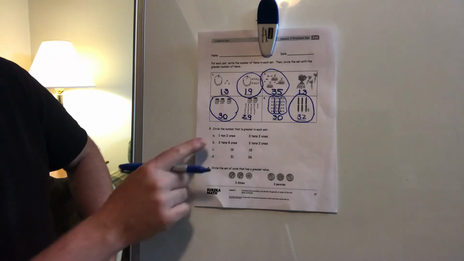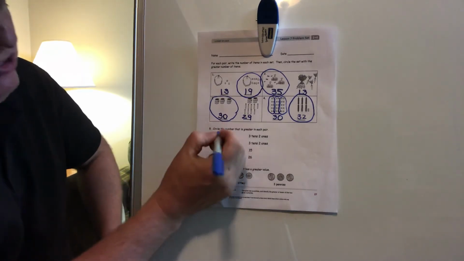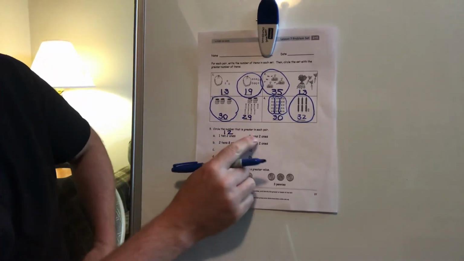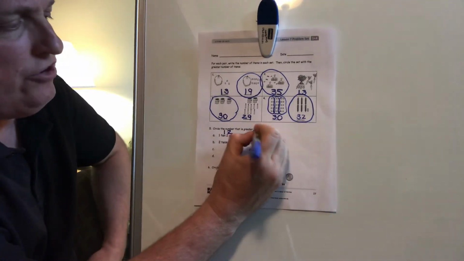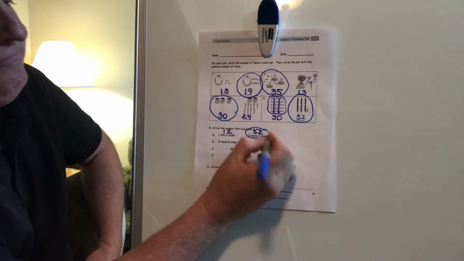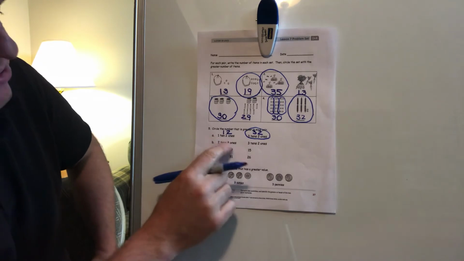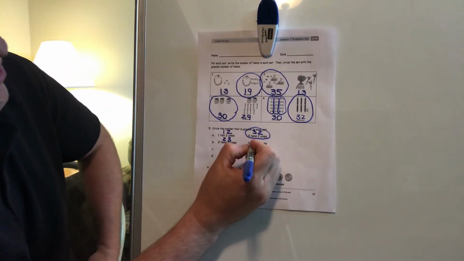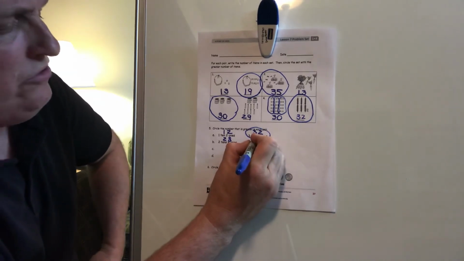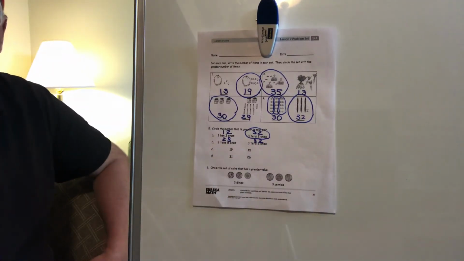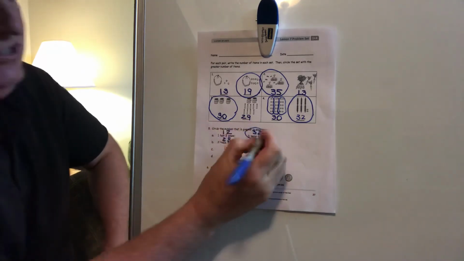All right, boys and girls, number 5, they wanted you to, what's 1 ten and 2 ones? Well, that's 12. And this is 3 tens and 2 ones. That's 32. So which one is bigger? Well, 32 is bigger. 2 tens and 8 ones, 3 tens and 2 ones, 28 or 32. Which is bigger, boys and girls? 32 again, right?